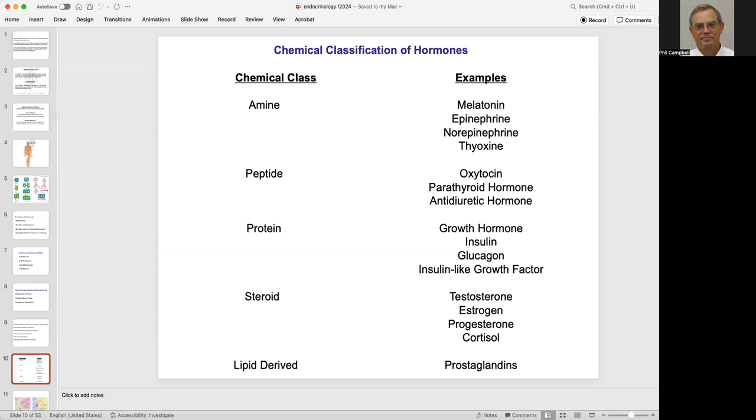Okay. So what we do talk about are amines. These are basically amino acids. So we have melatonin, epinephrine, norepinephrine. Remember, we've talked about those. And we also have thyroxine that's produced by your thyroid gland here. T3, T4. So these are very small molecules, and basically they are lipid-soluble hormones as well.